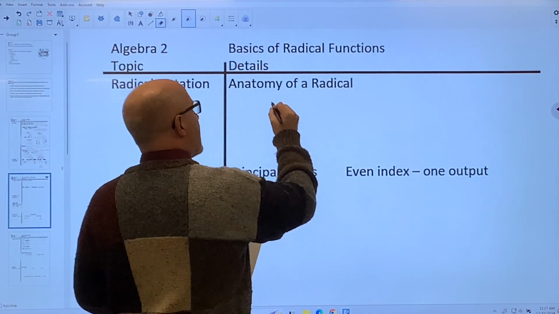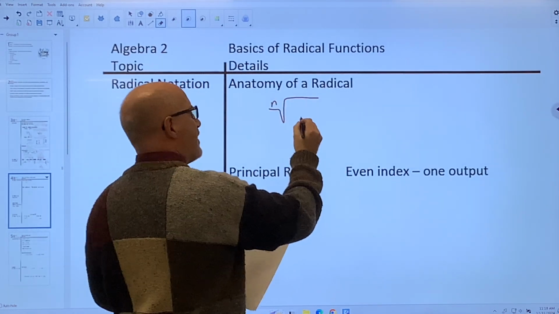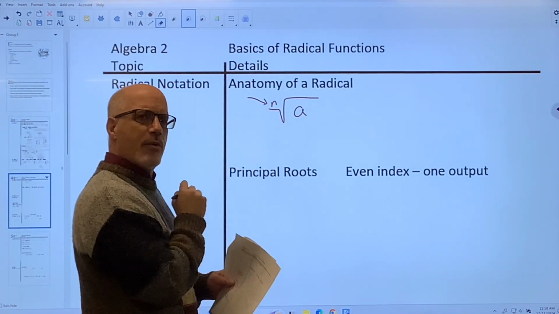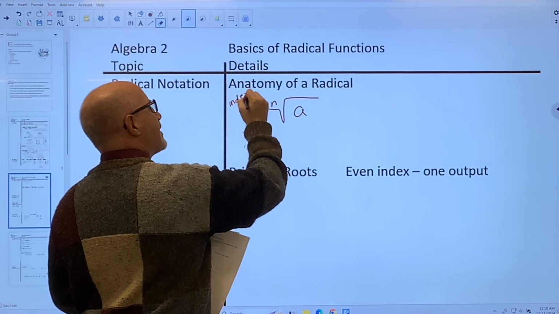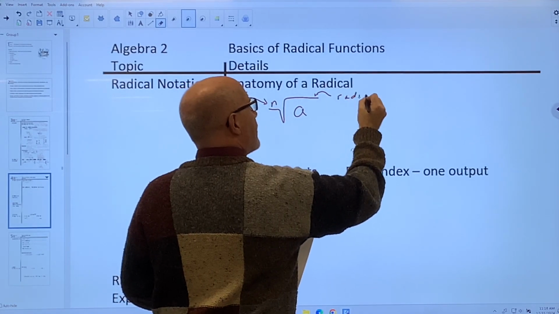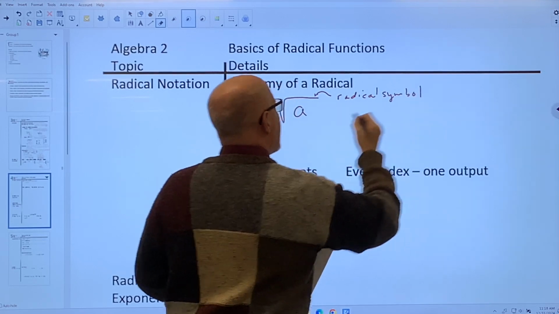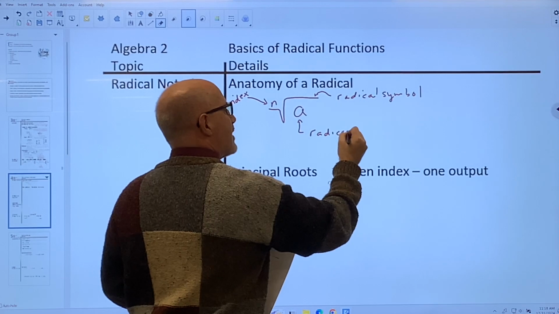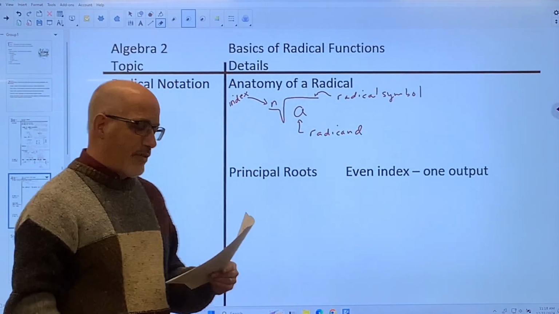A radical will look like where we have what's called an index, a radical symbol, and then a radicand. So this number here, kind of on the little shelf of the radical symbol, is called the index. This is called the radical symbol. And this number underneath the radical is called the radicand. So we'll use those vocabulary words throughout this section.